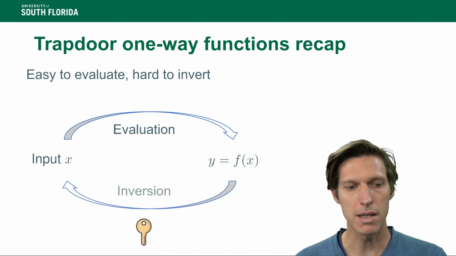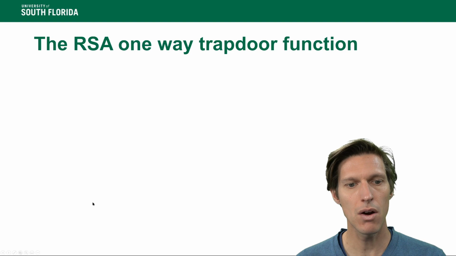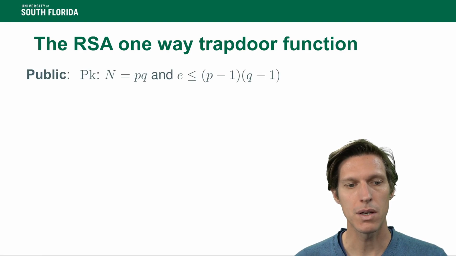On the other hand, it needs to be hard to invert unless someone knows the secret, in particular, the secret key. So there needs to be some data that allows efficient inversion of this function. And without it, the inversion needs to be hard. And so the RSA one-way trapdoor function is the following.